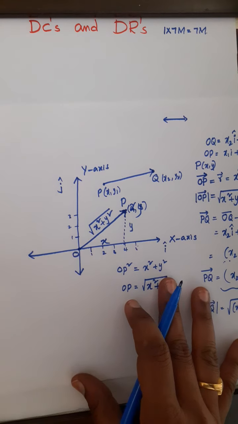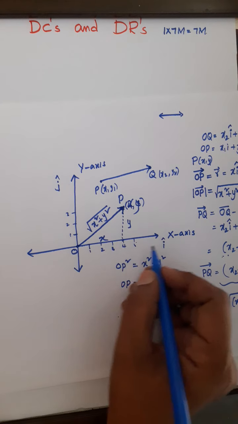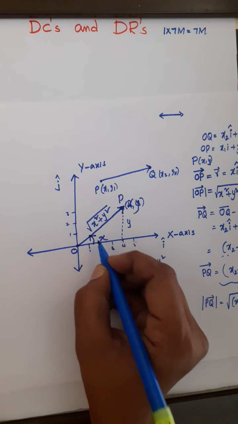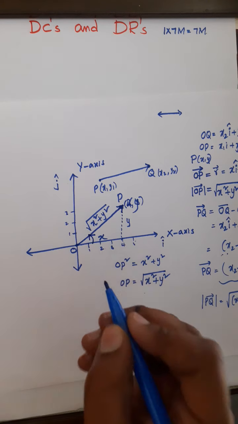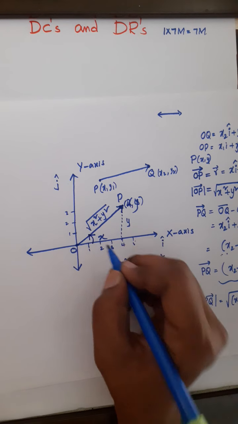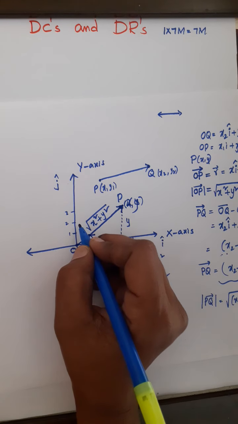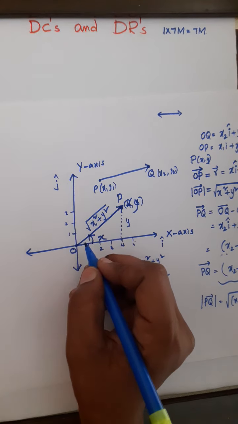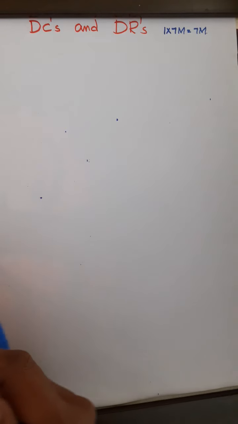See, one more point I would like to say here. This OP line segment makes some angle with the x-axis, right? In the positive direction. I already told you anti-clockwise direction is positive direction. That means here the vector OP is making some angle with the x-axis and also with the y-axis. Yes or not? Yes.